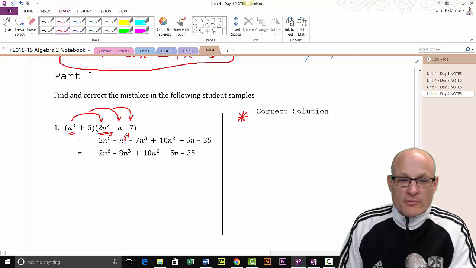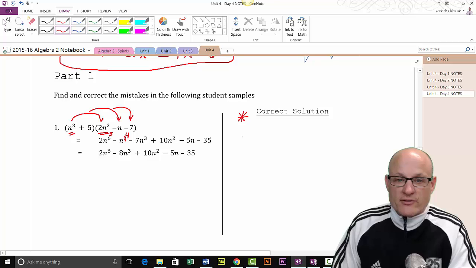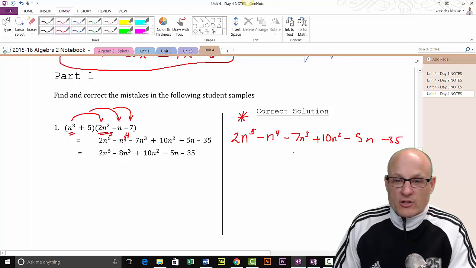And then the next one should be minus 7n cubed. So that's fine. And then this one should be 5 times 2n squared, which is 10n squared, minus 5n minus 35. So it's really just here where we have the problem. So really what we should have is 2n to the 5th minus n to the 4th minus 7n cubed. Add exponents. And then plus 10n squared minus 5n, and then minus 35. And then we'll combine like terms, but there are no like terms to combine. That's it. I'm done. That's the correct solution.